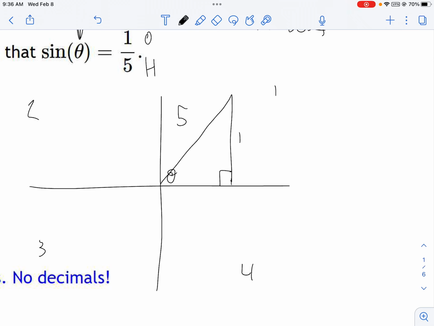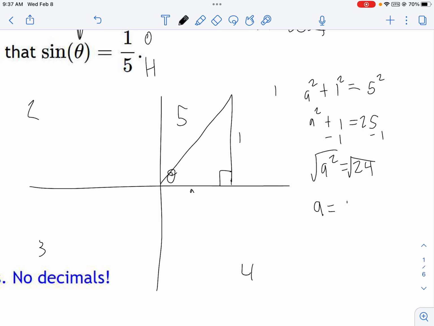You say, okay, leg squared, which we don't know what this one is, I'm going to call it a. So leg squared plus the other leg squared equals your hypotenuse squared. That's a squared plus 1 equals 25. How would you solve for a? Subtract 1 from both sides, so we get a squared equals 24. And then how are we going to undo squares? Square roots. So a equals plus or minus the square root of 24. You take a square root, you have to remember plus or minus.